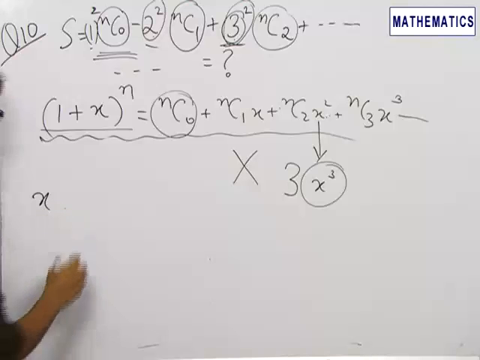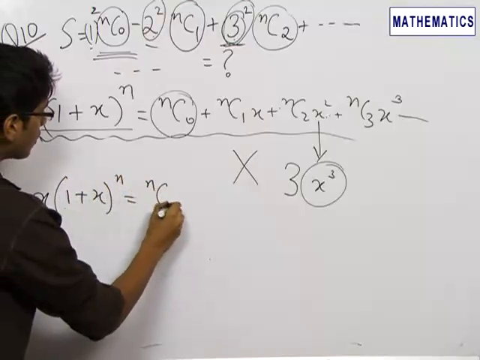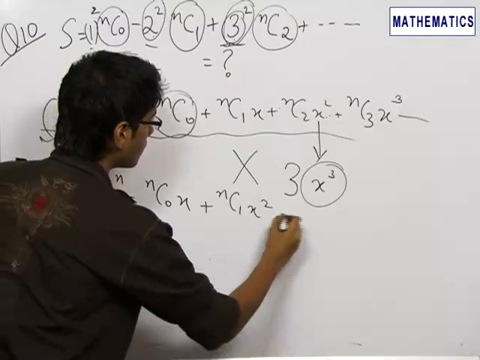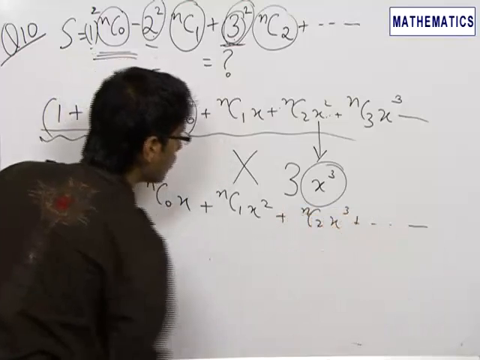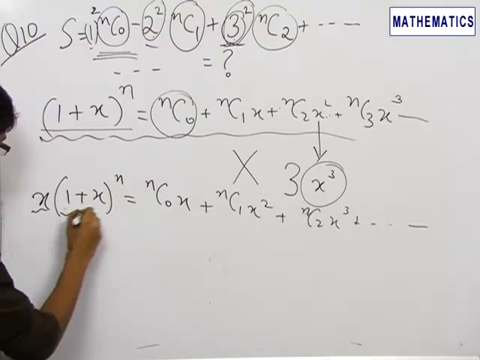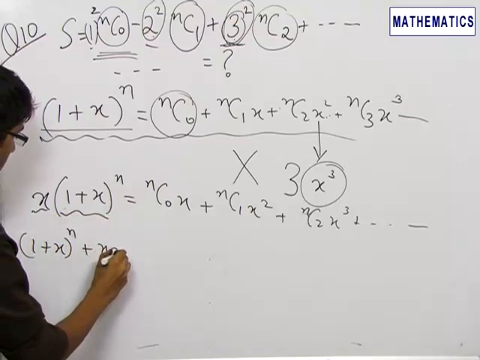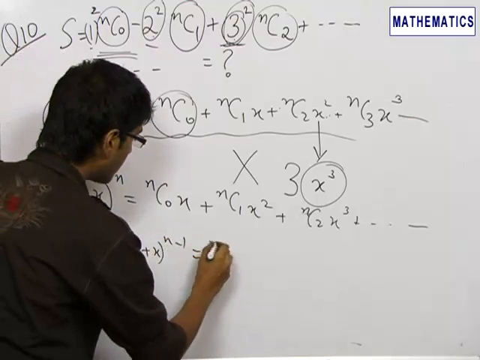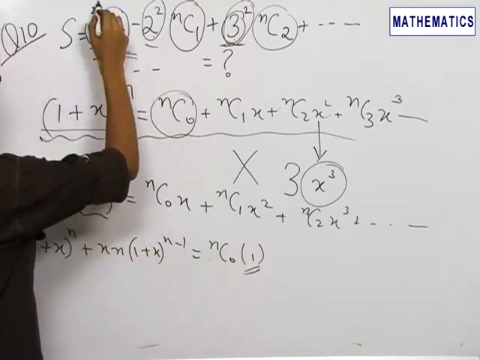So on multiplying both the sides by x, we get x into (1 plus x) power n equals nC0 x plus nC1 x square plus nC2 x cube and so on. Now on differentiating both the sides, using product rule, we get (1 plus x) power n plus x into n into (1 plus x) power n minus 1 is equal to nC0 into 1. We have got one of the 1's which we required.